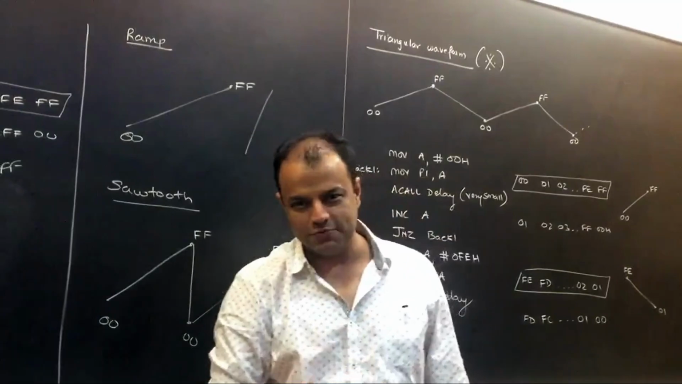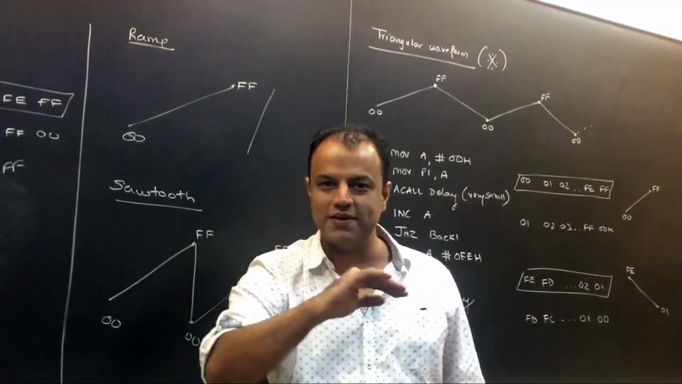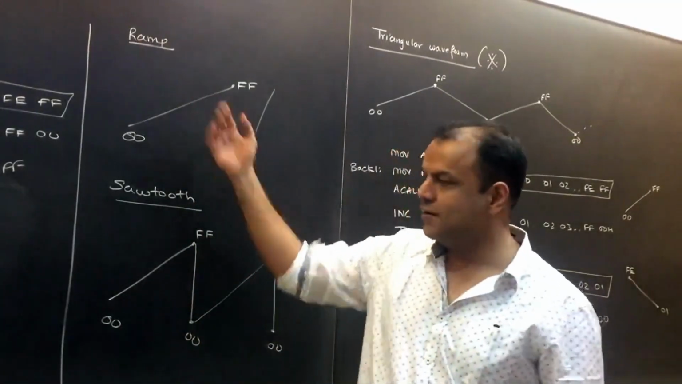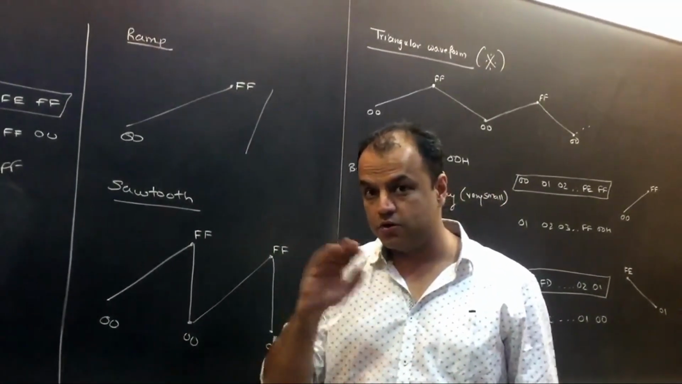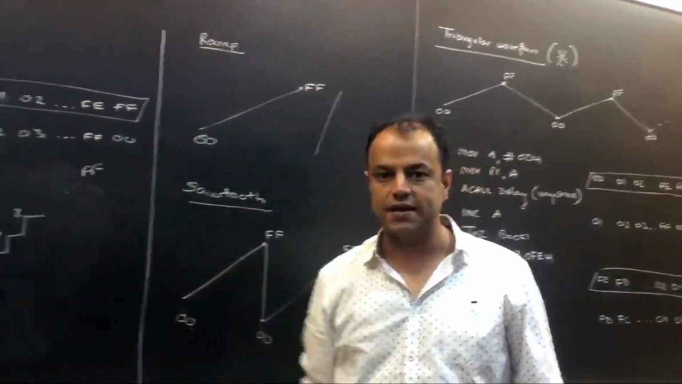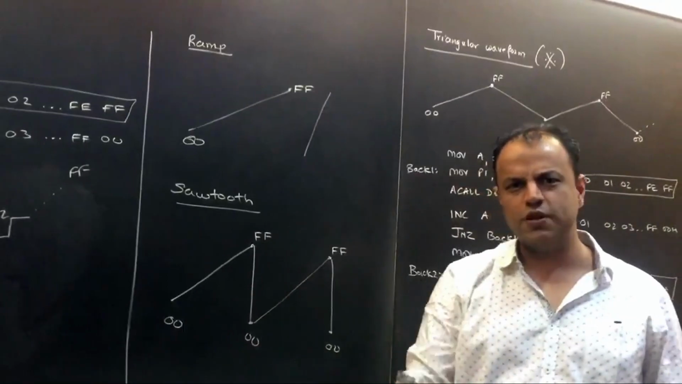So anything around, if you ask me from my experience, about 4 to 5 milliseconds gives you a nice slope on your ramp. If you don't put a delay at all, you will not see that. You will see near vertical. And if you put a very big delay, you will start seeing staircase. So keep a very small delay of 2, 3, 4 milliseconds.